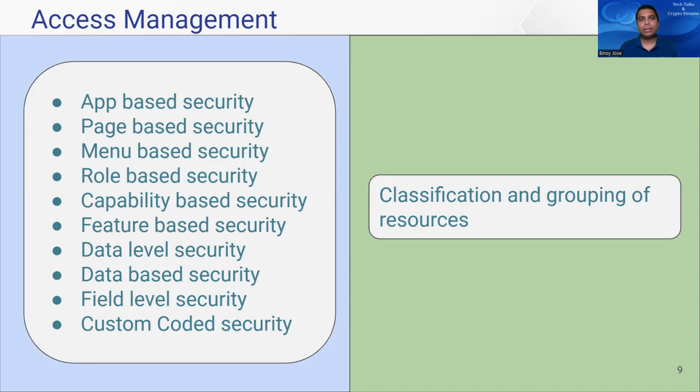So basically, you can define at a hierarchical level what kind of access is given to a user on a customer and its child records, right? That's a hierarchical access provided at a data level, right?